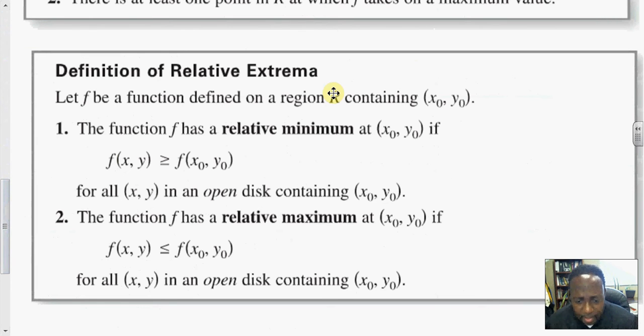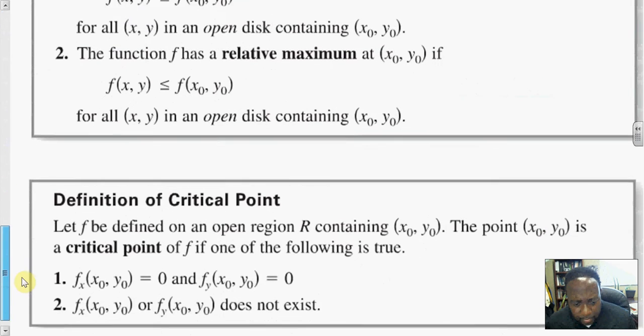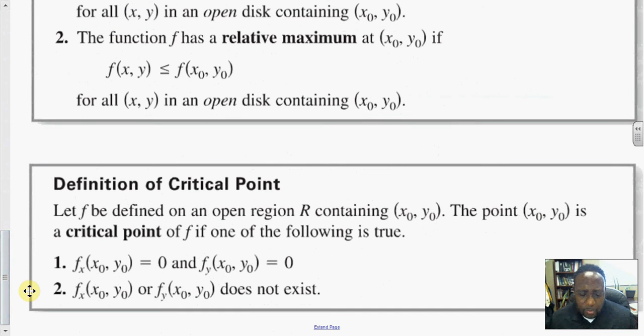Secondly, the function f has a relative maximum at the point x naught, y naught if all function values are less than or equal to f of x naught, y naught in some open disk containing x naught, y naught. Now, this brings us to a very interesting concept, and we use this to be able to get the extrema, the same idea as in calculus 1. We apply it here for calculus 3, and that is the question of the critical point.